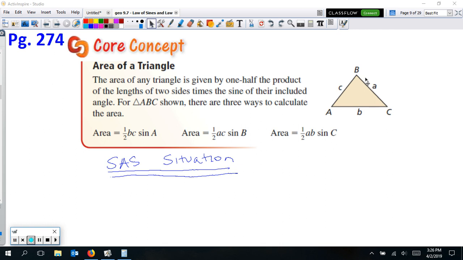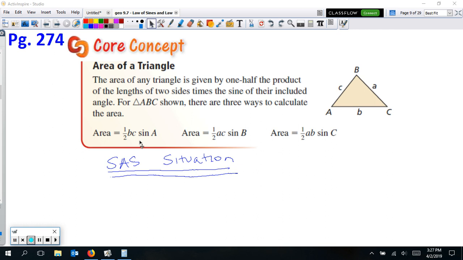Basically we might know 2 sides and 1 angle, and that's what we have here. It's not just any 2 sides and 1 angle. It says the area of any triangle is given by 1/2 the product of the lengths of 2 sides times the sine of their included angle. So basically it's a SAS situation. If we know sides A and B and we know the included angle C, then we can use this to help us out.